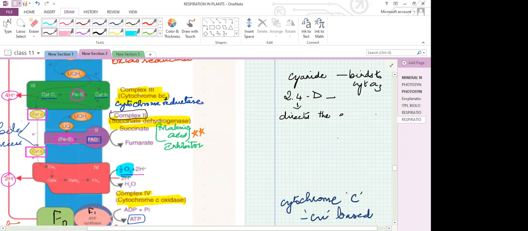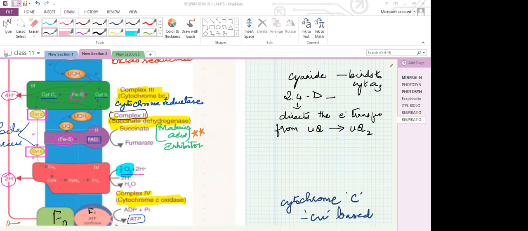This directs the electron transfer from ubiquinone to ubiquinone 2. So what happens? Instead of going to the cytochrome, it goes to Q2. If they go to Q2, the further electron transport would not take place, phosphorylation would not happen, and oxygen will be free. Same thing, the result is the same.